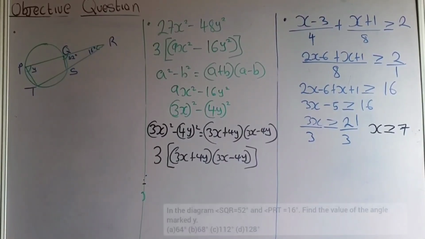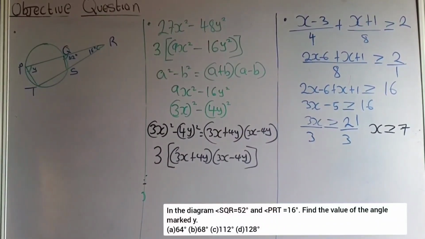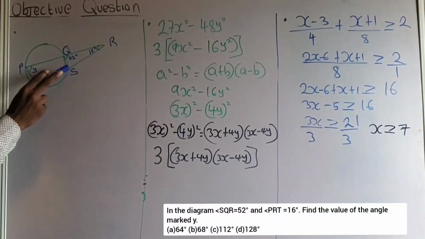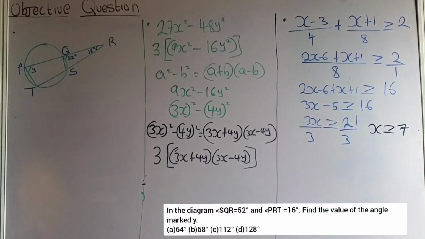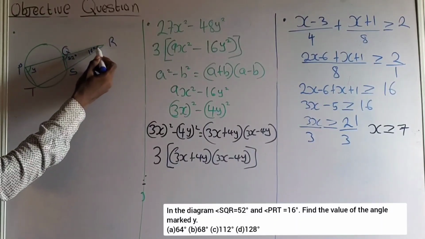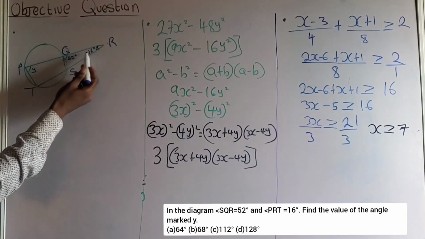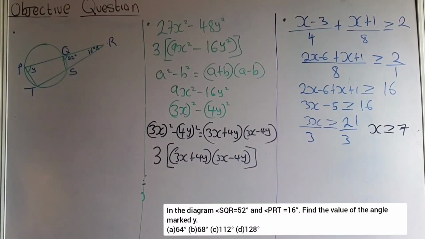In the diagram on the board, angle SQR is 52 degrees. As you can see, SQR, this angle is 52 degrees, and angle PRT is 16 degrees. So this angle that you see here, angle PRT, is 16 degrees. Then find the value of angle marked y. You understand? We have to find the value of this angle.